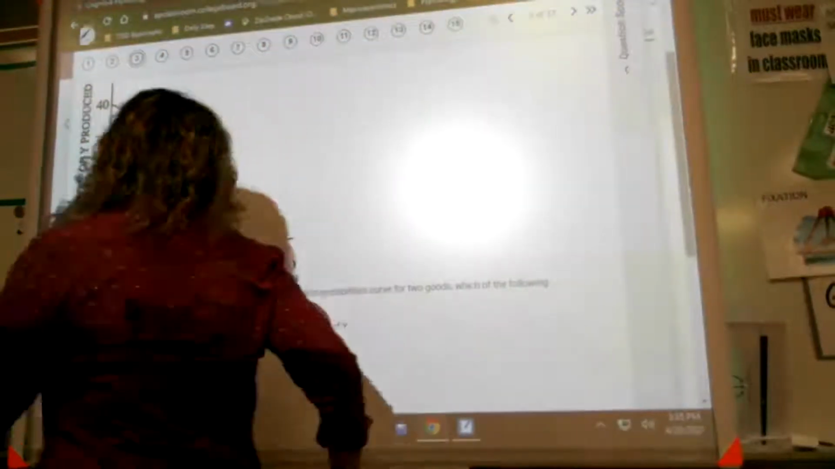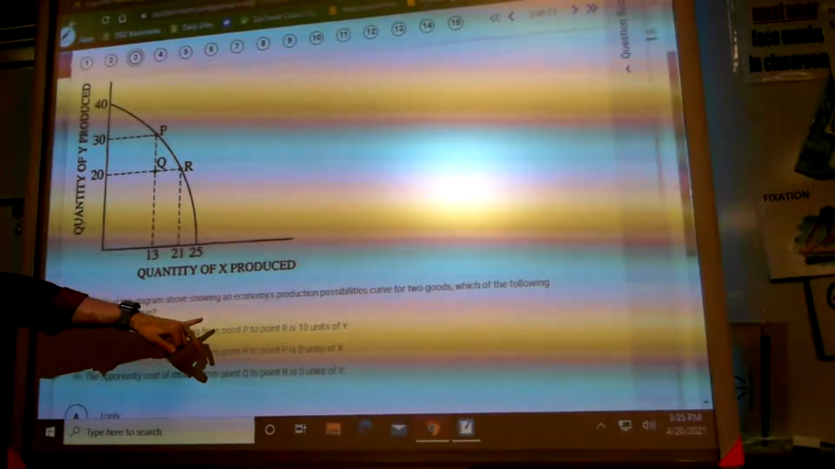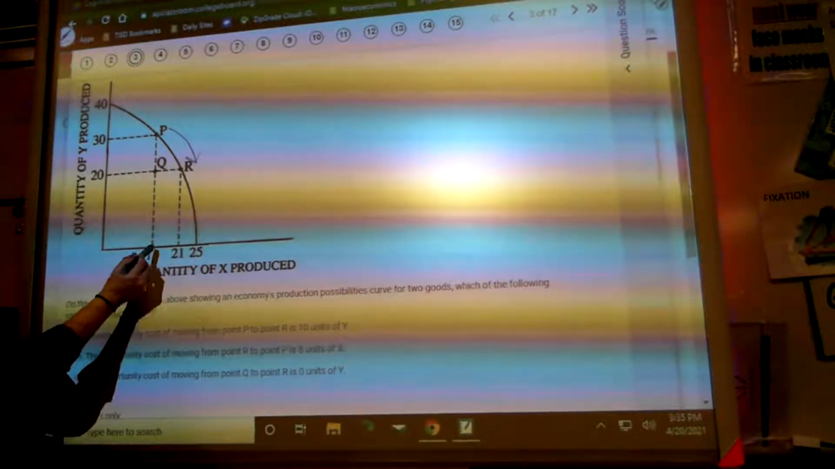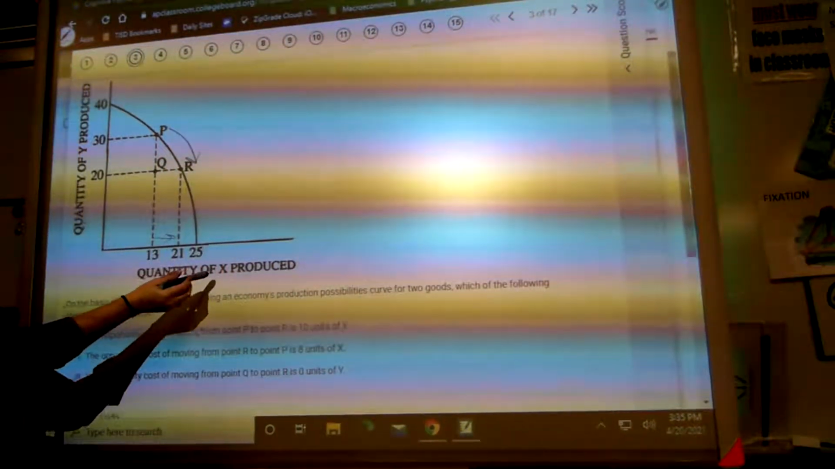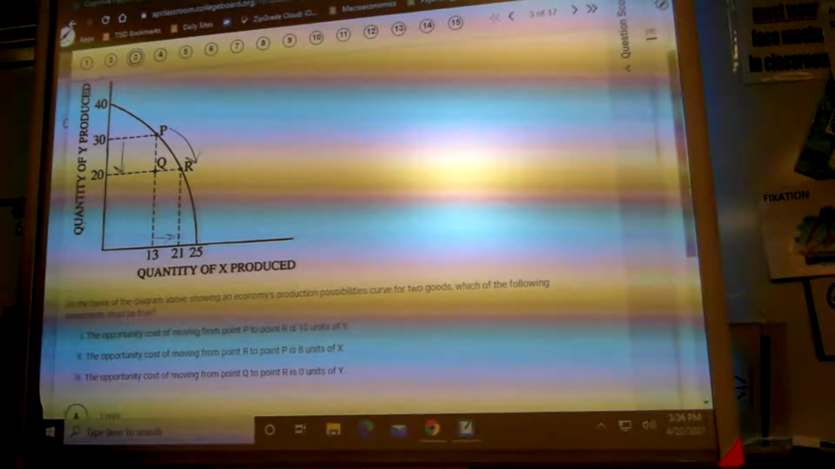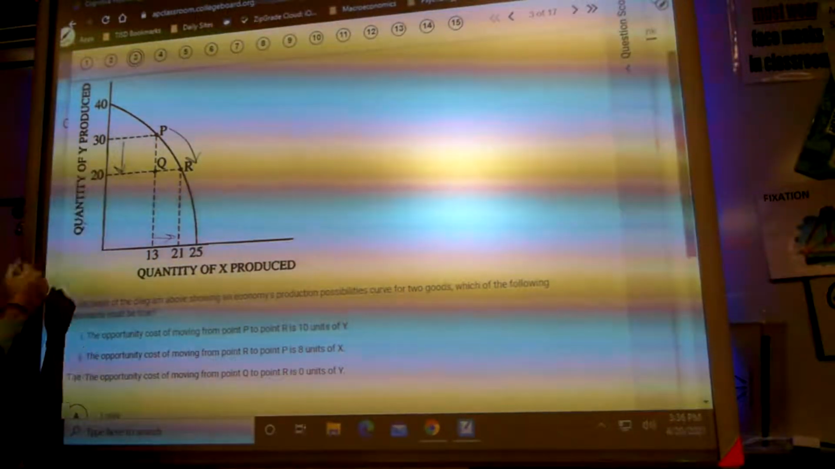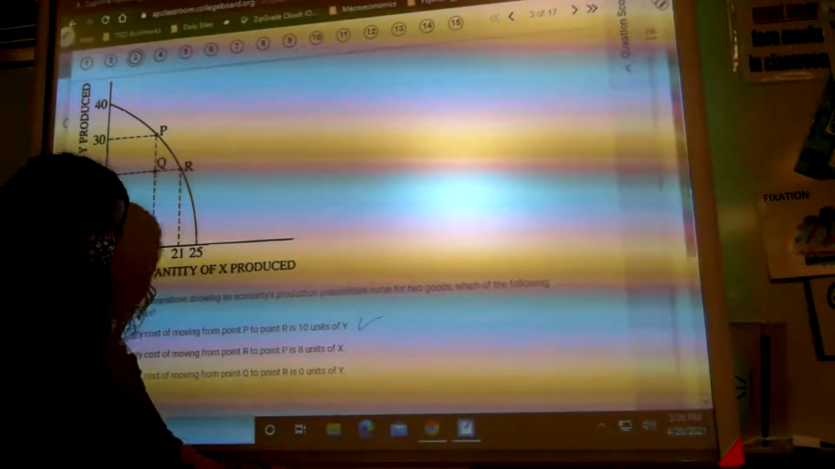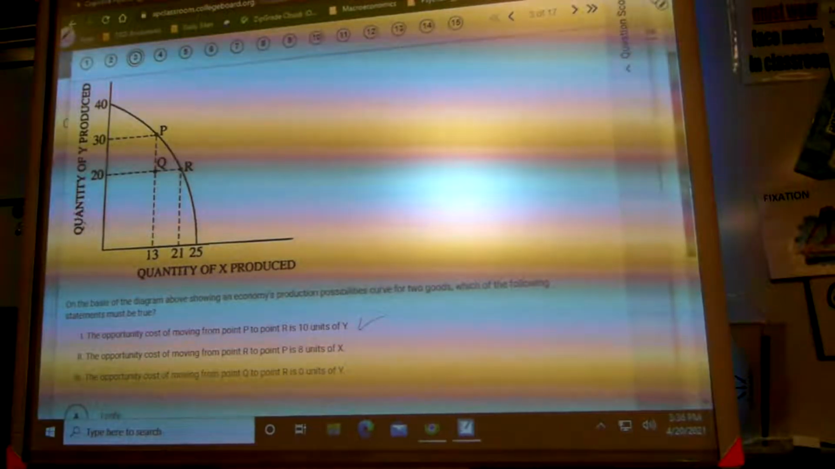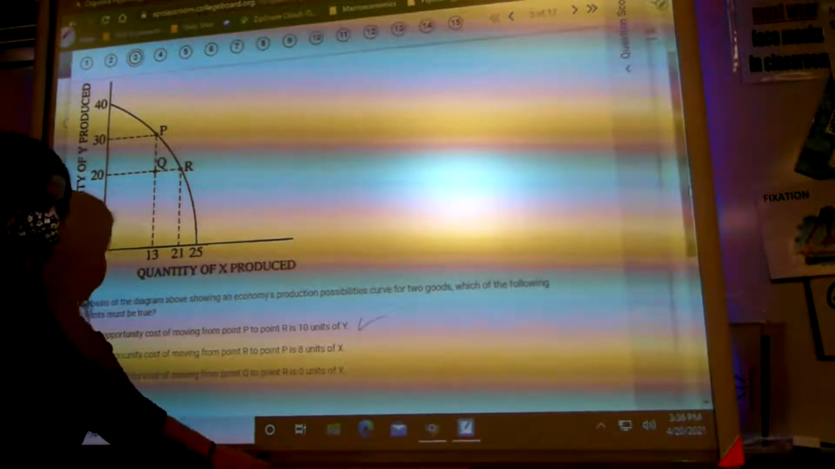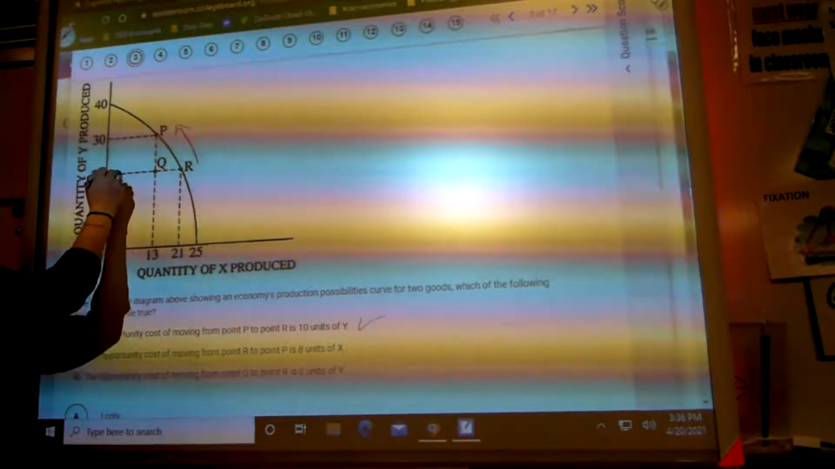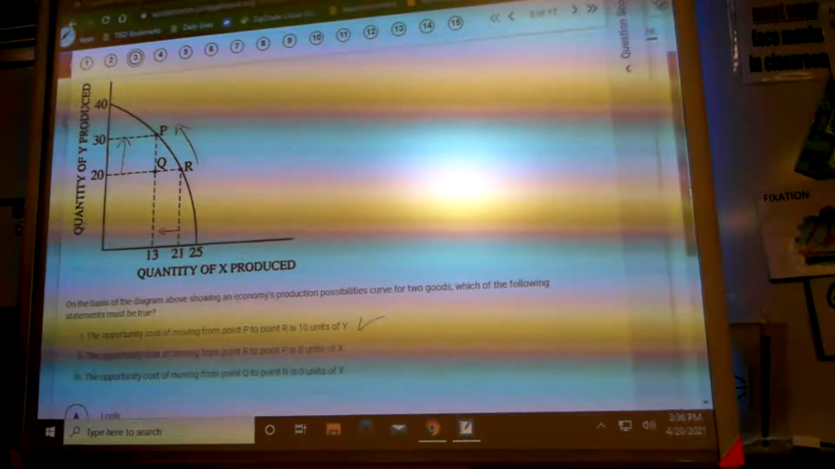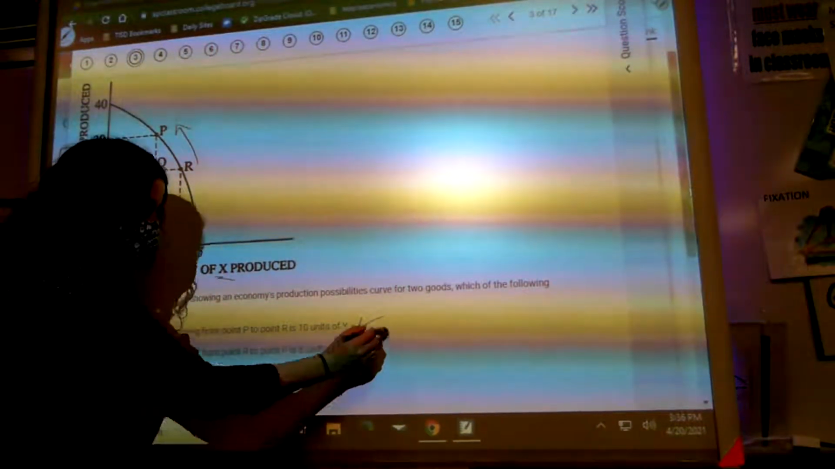Okay, let's see. All right, the opportunity cost of moving from point P to R is 10 units of Y. So P to R is going from here to here. It looks like I gain this amount of X and I go from 30 to 20 of good Y. And so you're right, that is the difference of 10 units of good Y. All right, let's look at the next one. The opportunity cost of moving from R to P is 8 units of X. So if I'm going from R to P this time, I'm gaining my 10 units of Y, but I'm losing 21 minus 13. That's 8, and that's of good X. So that is also correct.